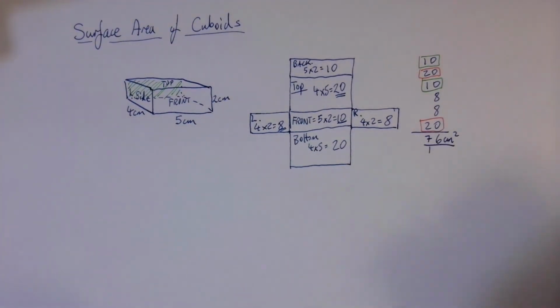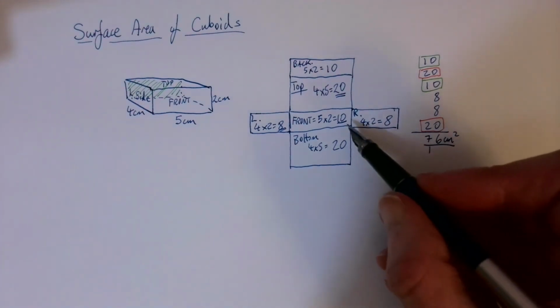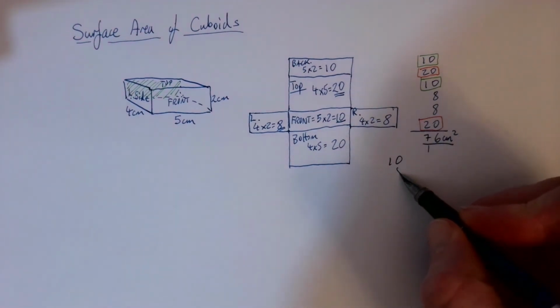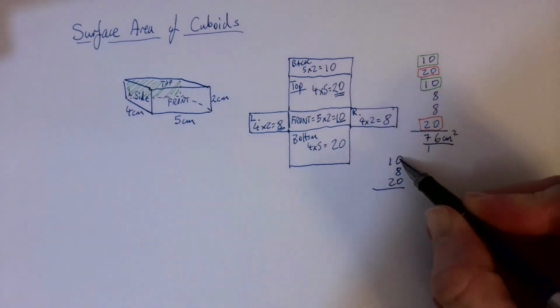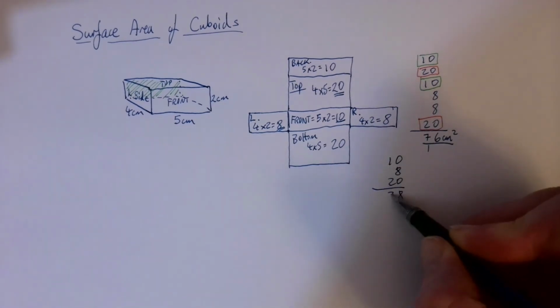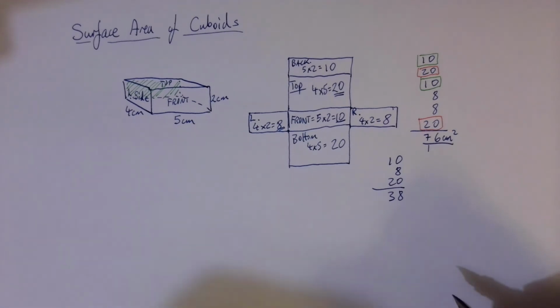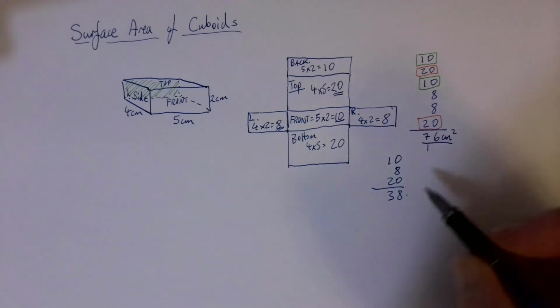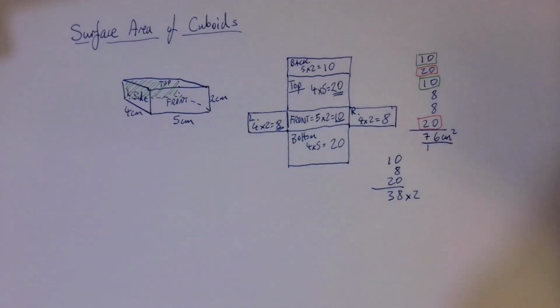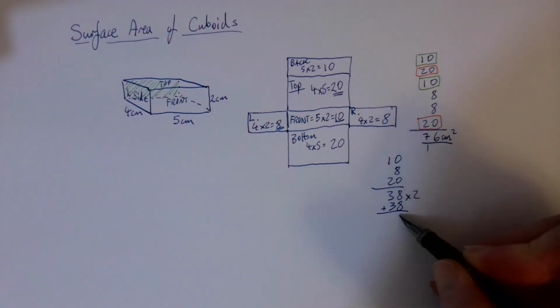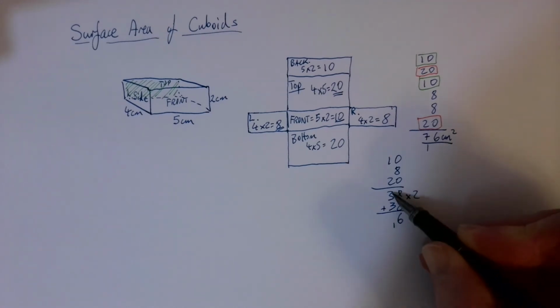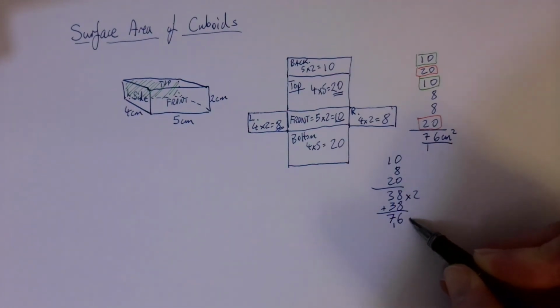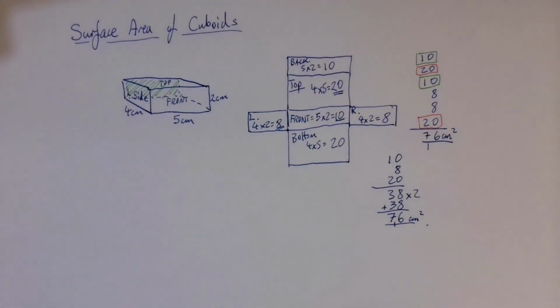Or I could say, I know I've got a 10, an 8 and a 20. I'm just going to add those up to get me 38, and then I'm going to have 2 of those. So I'm going to times it by 2, which I could just do by multiplying, or I could just do by adding another 38. 8 add 8 is 16, 3 add 3 add 1 is 7, 76. And I think that's a bit simpler, and it may help us out with doing a few more, which we're going to have a quick go at now.